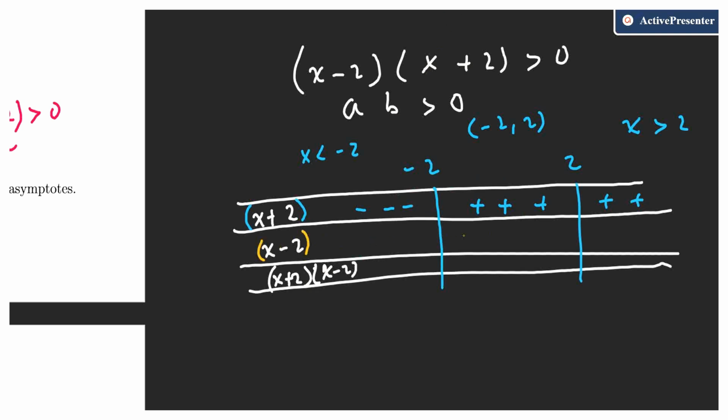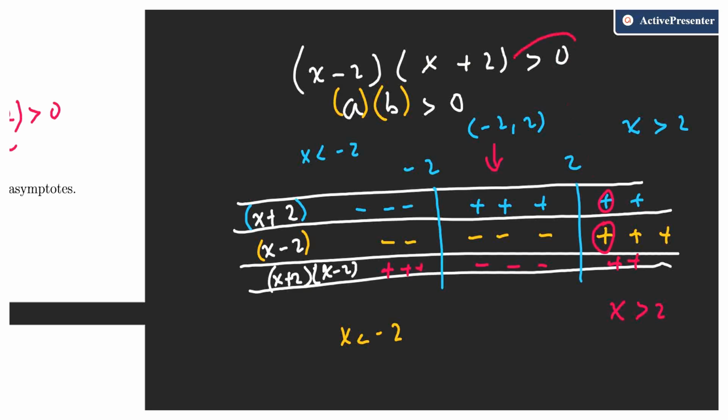The other one is x minus 2. X minus 2 will be negative for all numbers which are less than 2, and it will be 0 at 2, and it will be positive after 2. Our question is to find the sign of their product, x plus 2 times x minus 2. For x less than negative 2, it's negative times negative, we get positive. In this interval, positive times negative, we get negative. And for x greater than 2, positive times positive, we get positive.